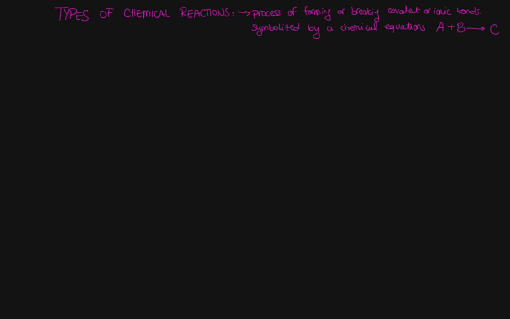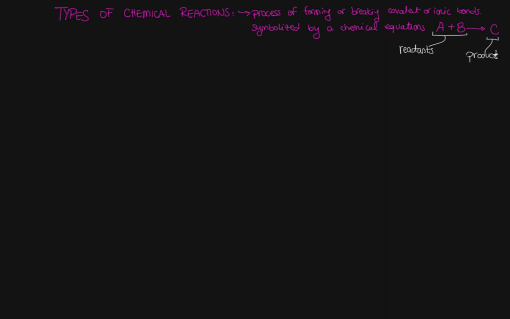This clip will examine the different types of chemical reactions that take place in our body. A chemical reaction is the process by which a covalent or an ionic bond is formed or broken, and these reactions are symbolized by a chemical equation. The chemical equation typically shows the reactants that are involved in this reaction, typically on the left side, followed by the products that are produced by the chemical reaction.